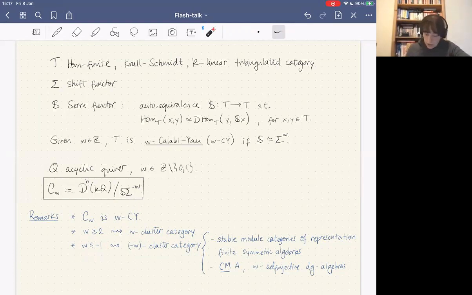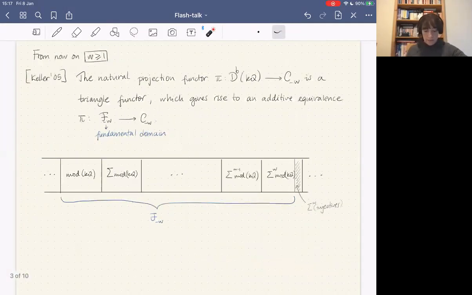And I would like to point out as well that these categories somehow arise in nature. When W equals one, there are examples from stable module categories of symmetric algebras. And also they arise as stable categories of the Cohen-Macaulay modules over W self-injective DG algebras. This is recent work by Wright-Bill and Jean as well. I say here from now on W is bigger or equal than one, but I'm going to consider C minus W, so it's negative Calabi-Yau.